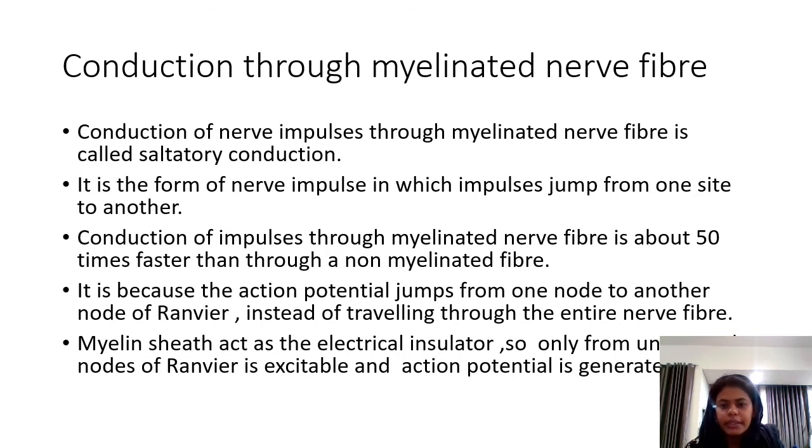You know what myelinated nerve fibers are? Usually, nerve fibers which are covered by myelin sheath are called myelinated nerve fibers, and there are two types of nerve fibers: myelinated nerve fibers and non-myelinated nerve fibers. Conduction of nerve impulses through myelinated nerve fibers is called saltatory conduction. Saltatory means jumping.